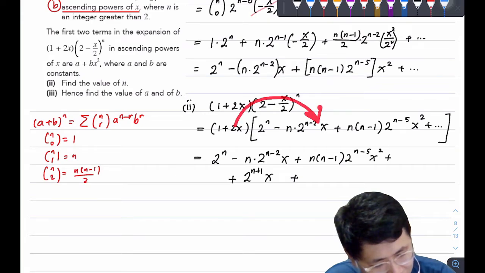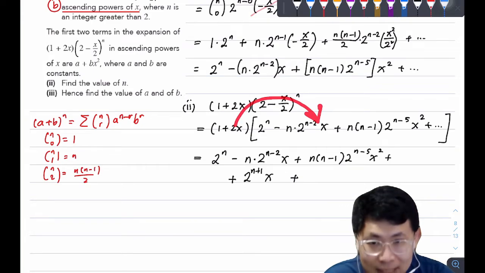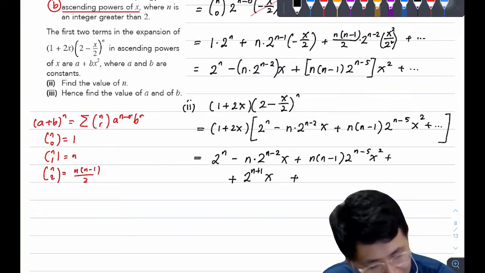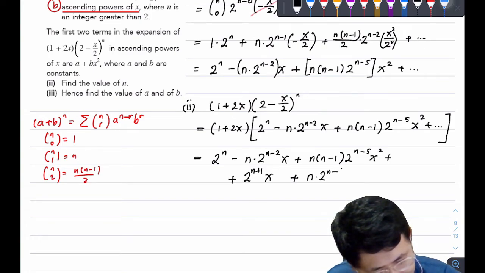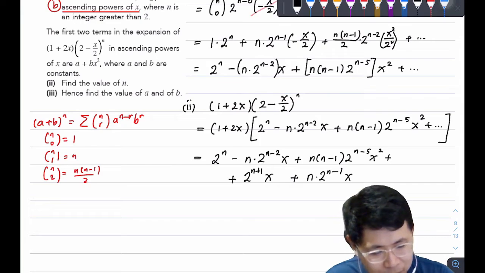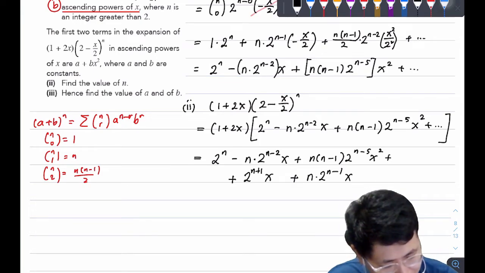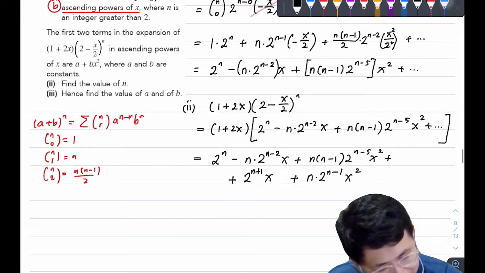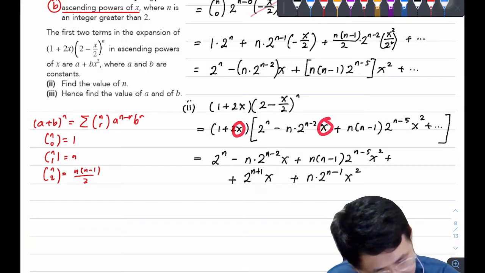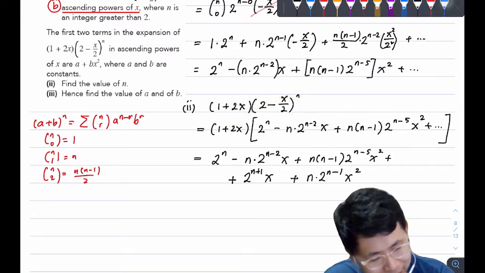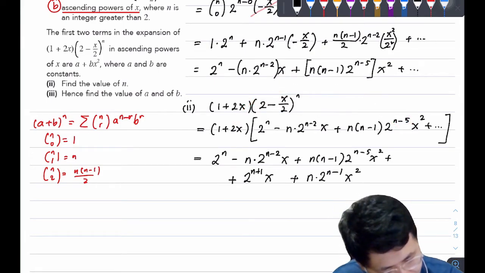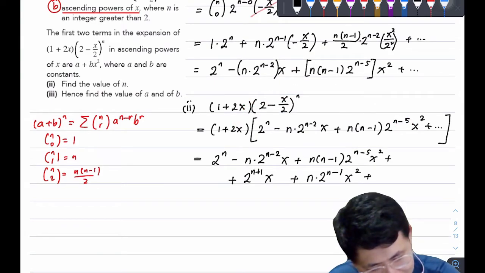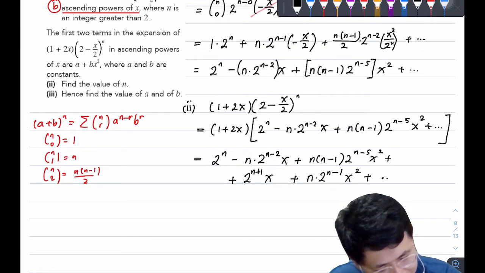So this would be 2n minus 2 times 2, right? So I will have n times 2 to the power n minus 1, because the power increased by 1 when I multiply by 2. Oh no, x square, because of x times x, forgive me, x square. Next term over here, 2 times this one, so the power will become n minus 4. So plus, and so on and so forth.